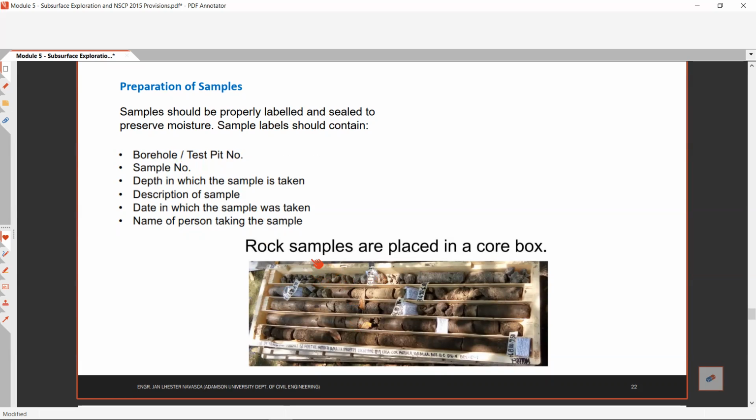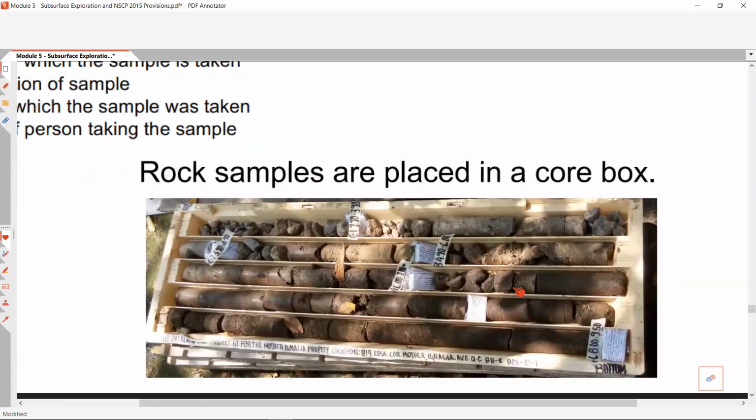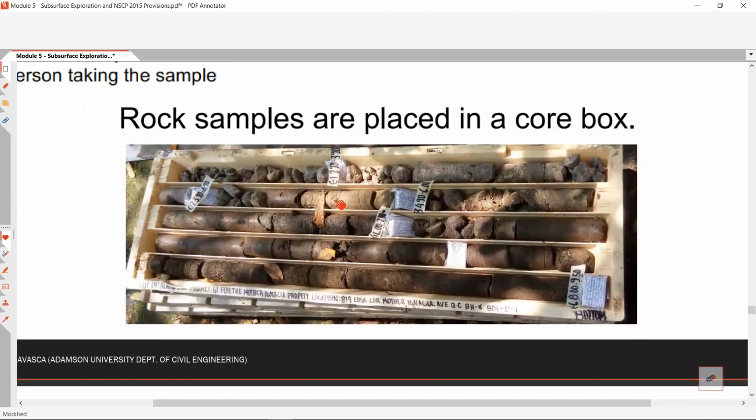You have the depth at which the sample is taken, the description of the sample, the date on which the sample was taken, and the name of the person taking the sample. The name of the person taking the sample is only for company issues. The date on which the sample was taken, you need to always consider. So this is an example of a rock sample placed in a core box, or a soil sample.